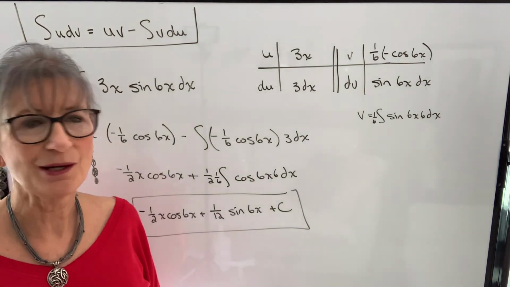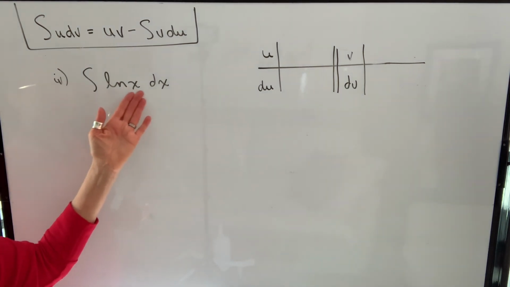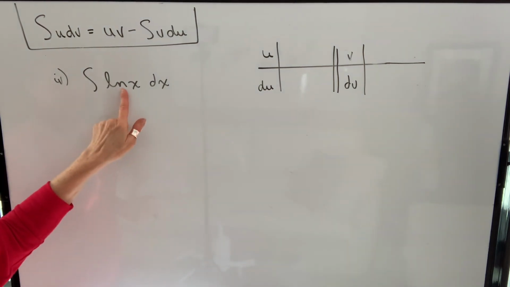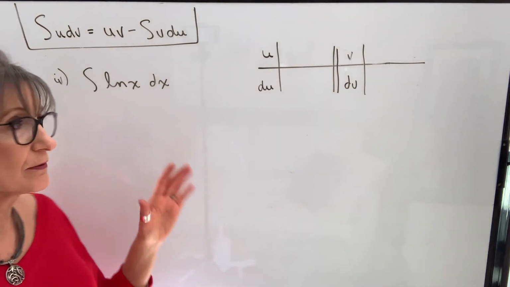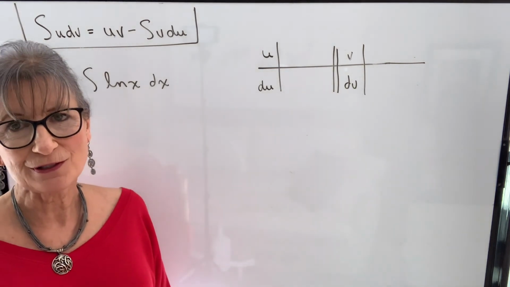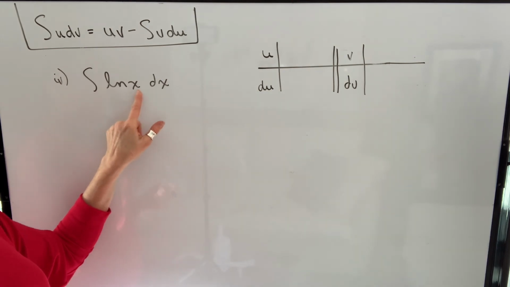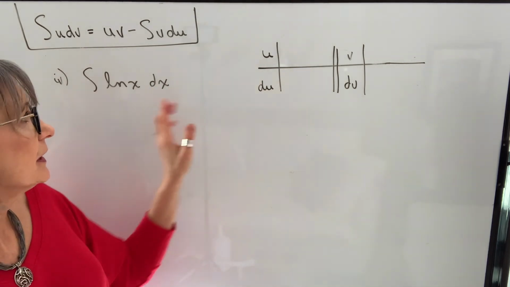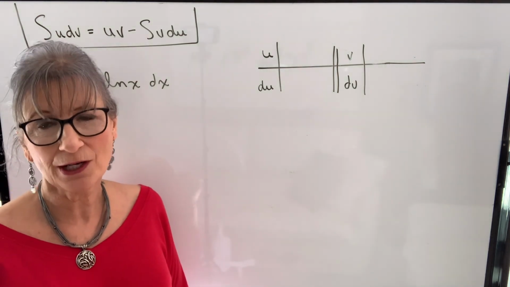Let's do one more example. This example is a little bit different because we don't have a product of functions. We actually only have one function, but it's a function we don't know how to integrate. We haven't taken any pattern that allows us to integrate this. So we're going to try this by integration by parts. We're going to use natural log of x as u because this can't be part of the dv factor because we don't know how to integrate it, but we do know how to differentiate it.